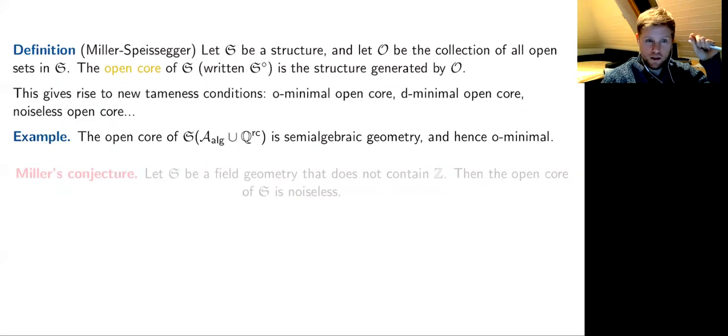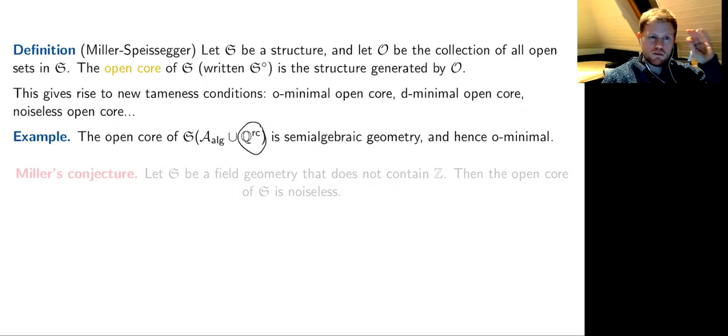The canonical example, and I think Lau is the one who proved this: take the structure generated over the field by the real algebraic numbers. This is the set of all real numbers that satisfy a polynomial with rational coefficients. The open core of that, in our notation, is just semi-algebraic geometry, and hence o-minimal. So that is a classical example.